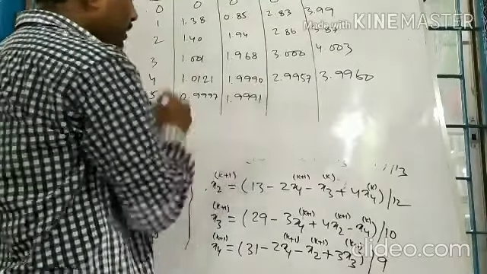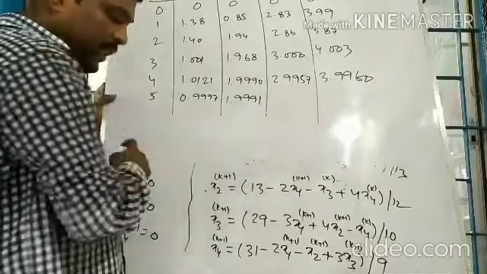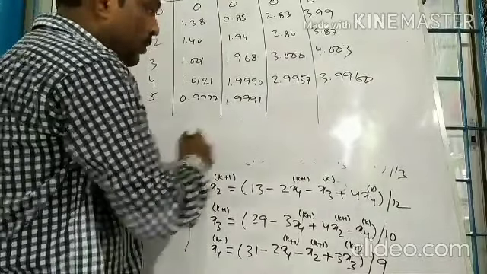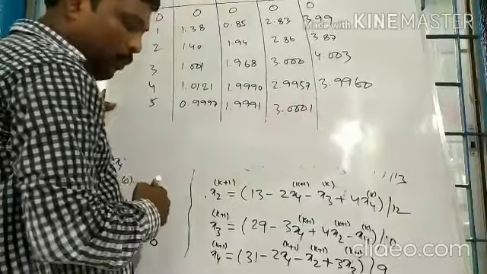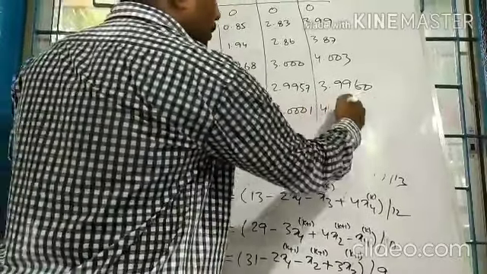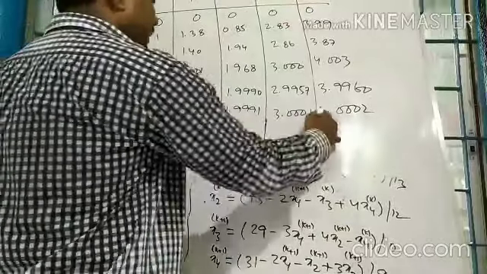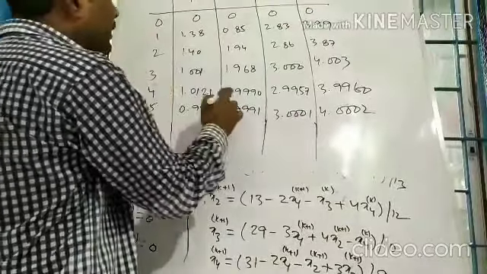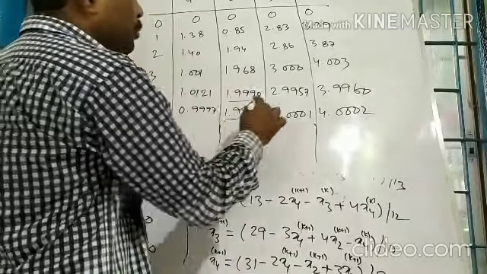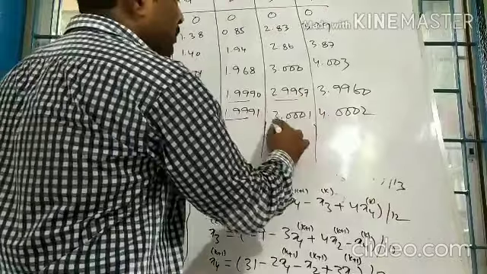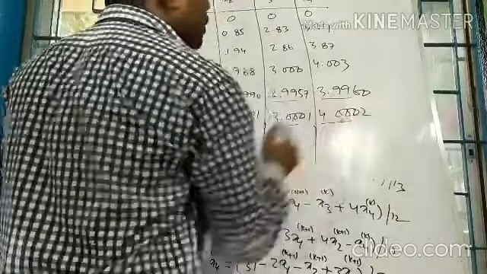Okay. Then calculate x3. x3 is 3.0001. Then x4 is 4.0002. Now see, at iteration number 4 and 5, x2 is 2.00, correct up to 2 decimal places. This is also 3.00, correct up to 2 decimal places. This is 3.00, 4.00, correct up to 2 decimal places.